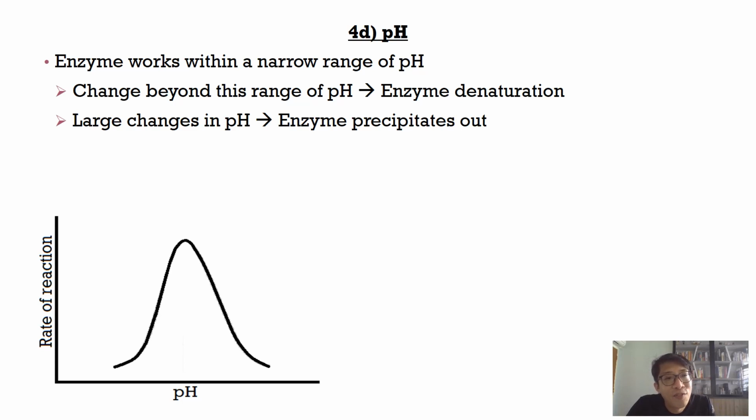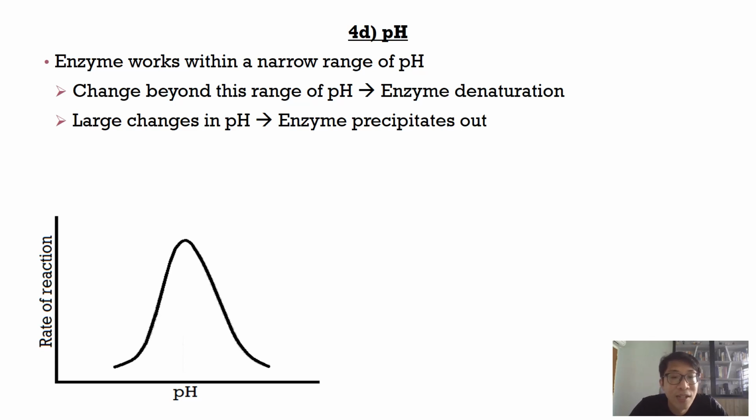Okay, and if the change in pH is large, the enzyme might even precipitate out because of the high extent of denaturation. The enzyme would not be soluble anymore when it is not properly folded, and therefore it becomes a precipitate. So if you look at the shape of the pH graph, it is usually more narrow than the temperature graph, and it's more of a parabola.